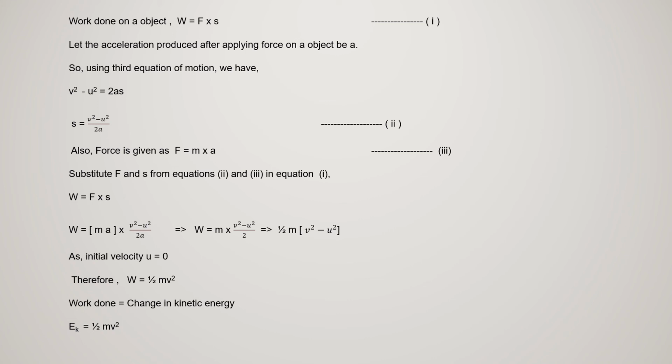We know the initial velocity is 0, so u square is equal to 0, and we get half m into v square minus 0 square. So now we got the W value as half mv square.